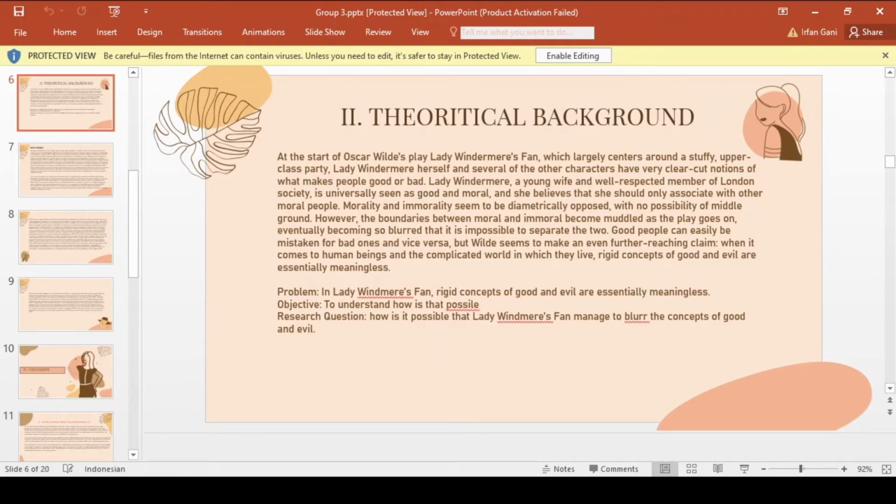Good people can easily be mistaken for bad ones and vice versa, but Wilde seems to make an even further-reaching claim. When it comes to human beings and the complicated world in which they live, rigid concepts of good and evil are essentially meaningless. Problem: in Lady Windermere's Fan, rigid concepts of good and evil are essentially meaningless. Objective: to understand how that is possible. Research question: how is it possible that Lady Windermere's Fan managed to blur the concept of good and evil?